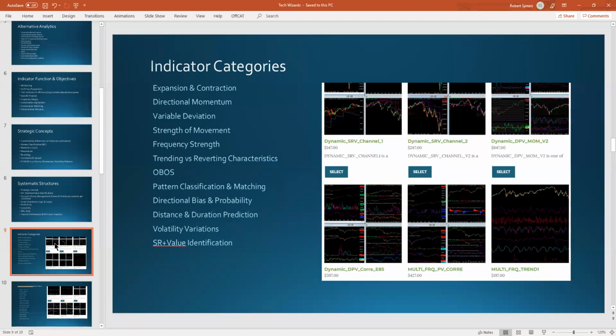And so every indicator that we offer is not a standalone indicator. It's actually a very versatile collection designed for a specific purpose, right? And so one indicator may have 30 to 40 different applications.